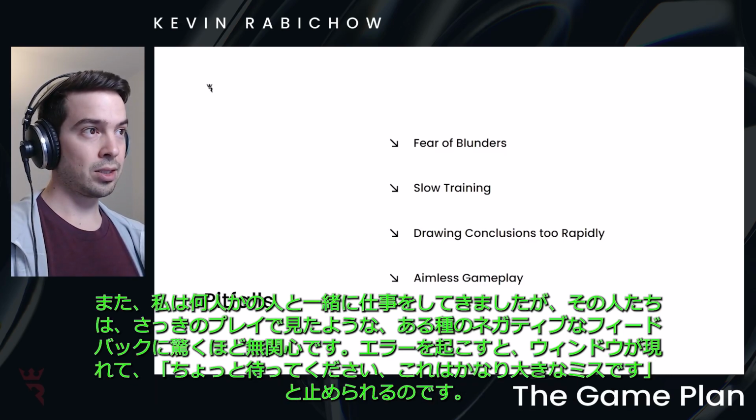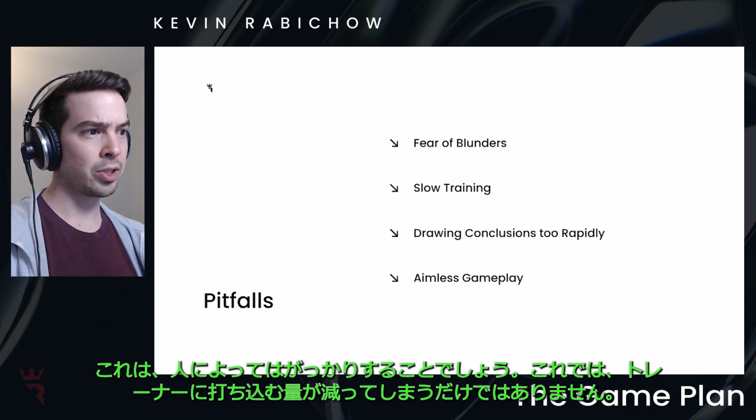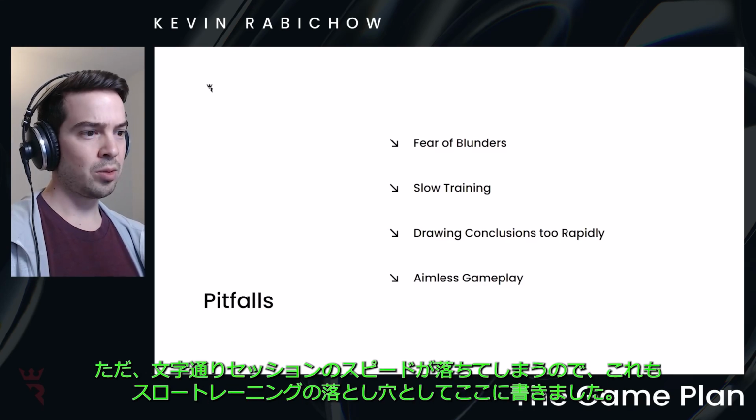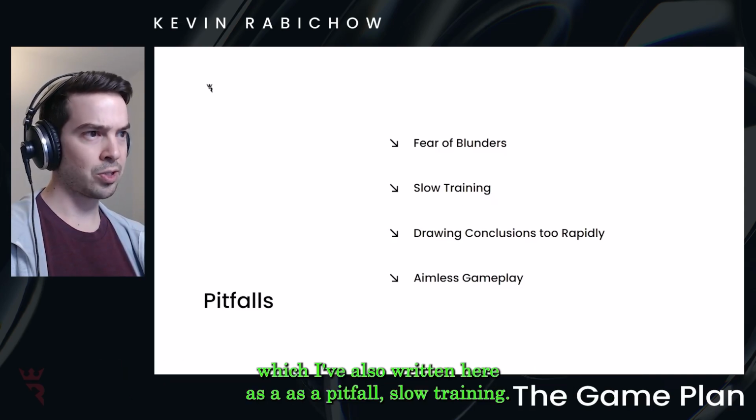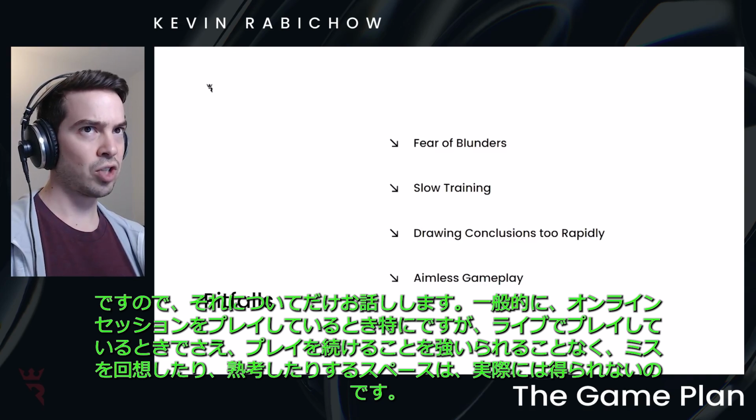And I have worked with some people who are surprisingly impervious to the sort of negative feedback that you sometimes get. You saw when I was playing earlier, if you make an error, a window pops up and stops you and says, "Hold on, you've made a pretty large mistake," and that can be discouraging for some people. And I think that slows down not only the volume that some players are willing to put into the trainer, but it also just literally slows down the speed of their session, which I've also written here as a pitfall, slow training. So I'll just talk about that in general.